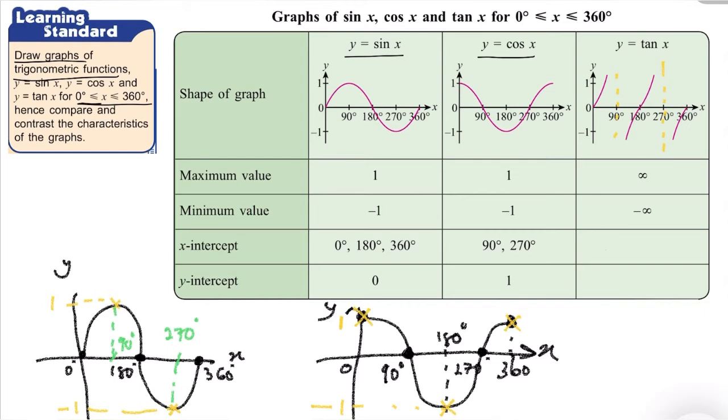Okay, also negative infinity. And the x-intercept is where the graph intercept at the x-axis, which is at 0 degree, 180 degree, and at 360 degree. And the y-intercept is where the graph intersect at y-axis, so it intersect at 0.